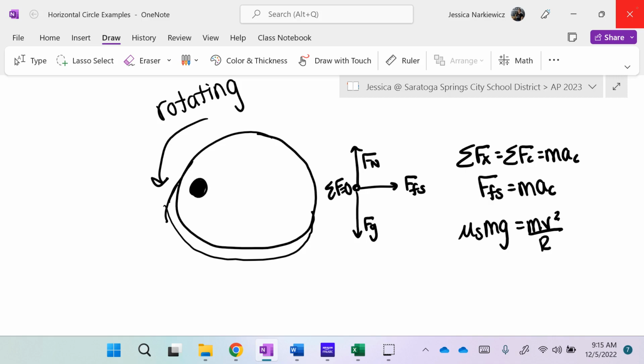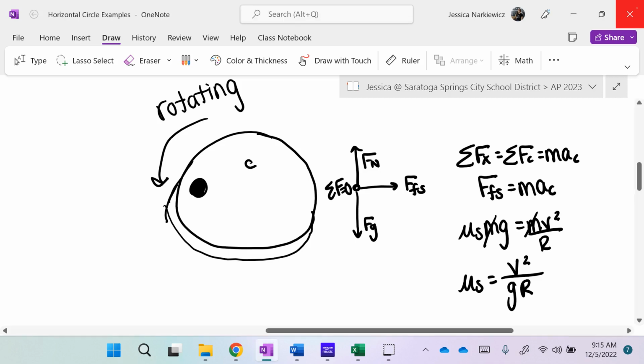Okay, and sometimes we might be asked to find that coefficient. So that would be v squared over gr. Again, not based on mass, mass cancels. So it would be based off of the speed that we're at, g and r.